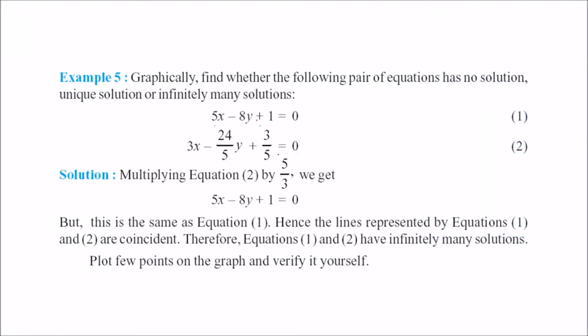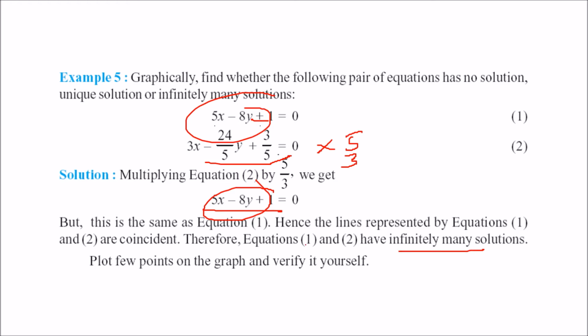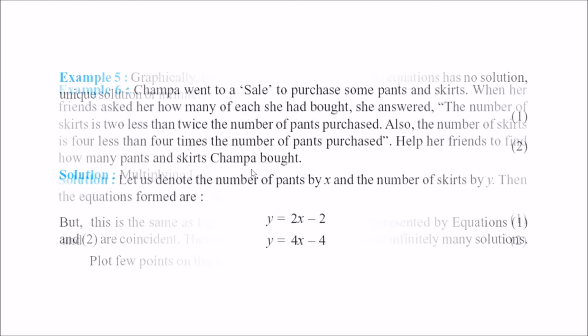How about this equation? These are two equations. To make it somewhat easier, the second equation we can multiply by 5 by 3. So you can get 5x minus 8y plus 1. And we see these two lines are exactly similar. When they are similar, that means we have infinitely many solutions because they both are the same.